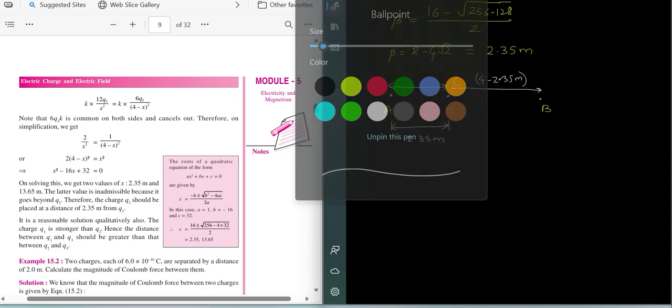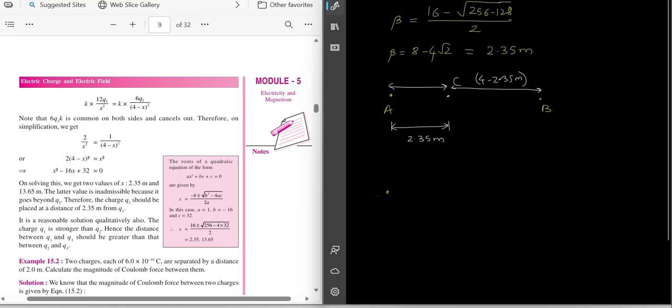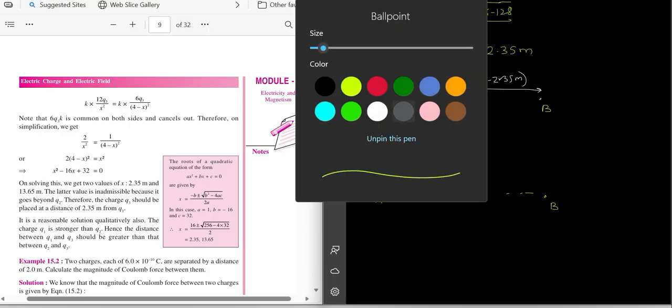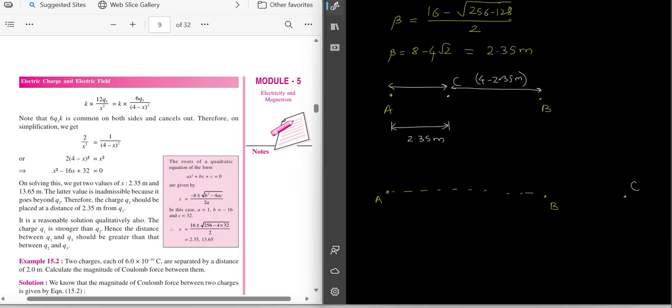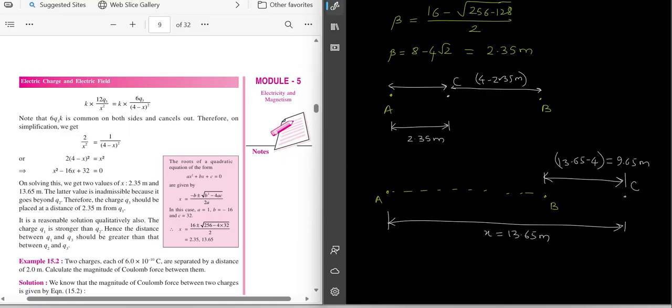Or in the second situation, this is A, this is B, and C is on this line only, but it is away from A and B. Let us say this is C. And this C is X meters away from A. This X is 13.65 meter. And this will be 13.65 minus 4, which is 9.65 meter.